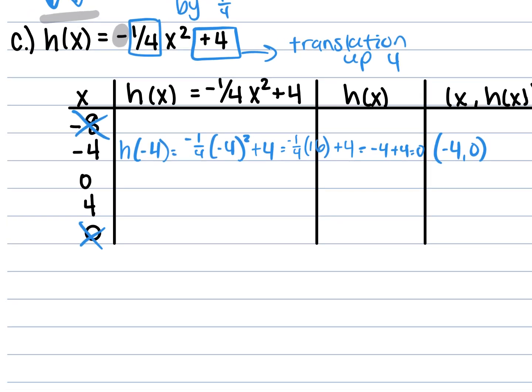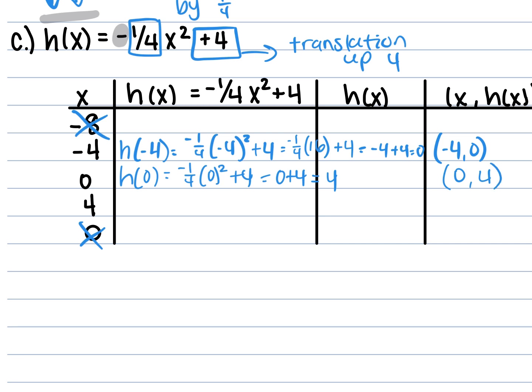Okay, the next one, h of 0 equals negative 1 over 4 times 0 squared plus 4. Hey guys, we're multiplying here by 0. Wouldn't that just make this whole term 0? So don't we just have 0 plus 4? What is 0 plus 4? 4. So what's my second point? 0 comma 4.